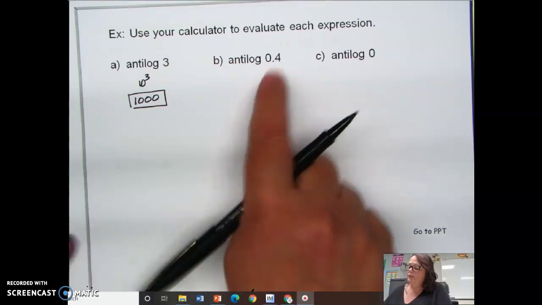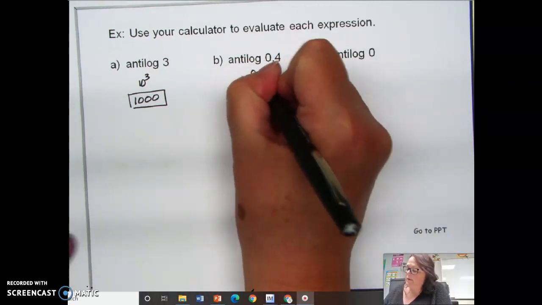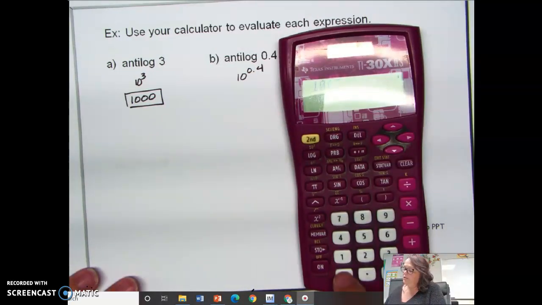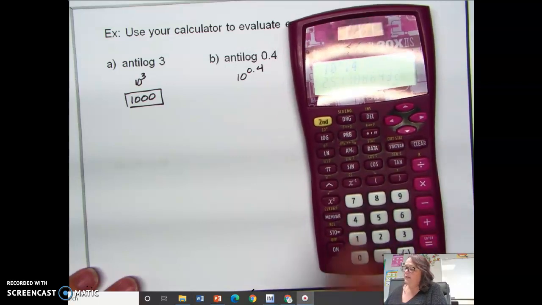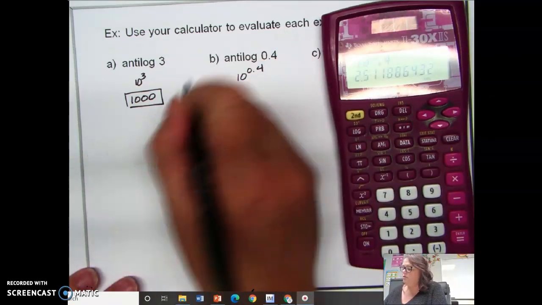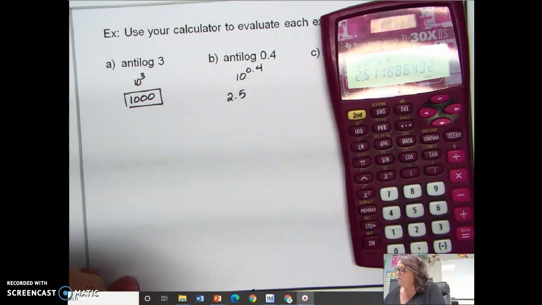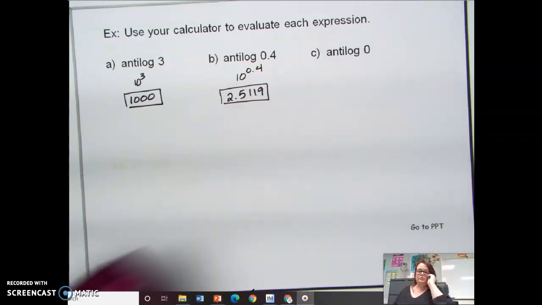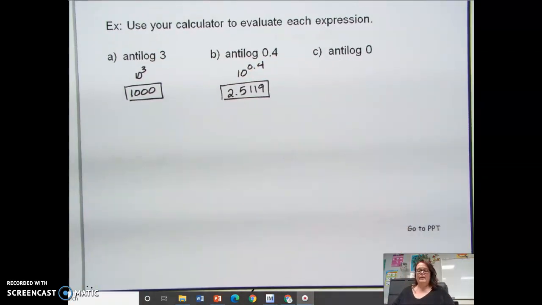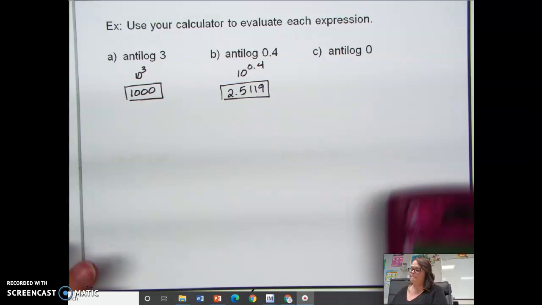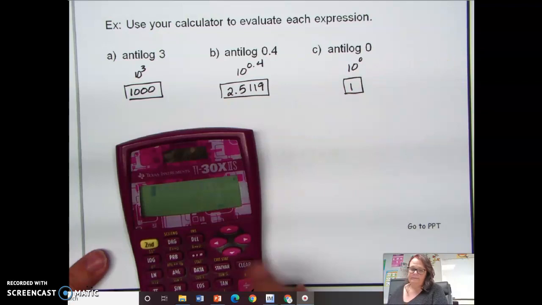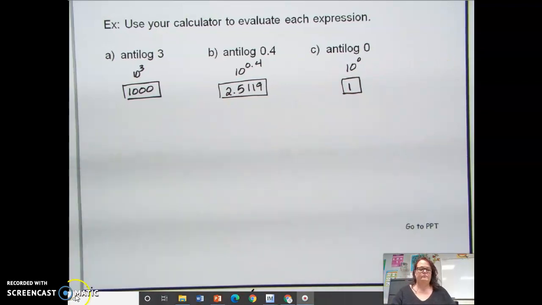If we take a look at this one, that's going to be 10 to the power of 0.4. Notice you could also just say 10 to the power of 0.4, and that would still be an antilog. So we get 2.5119. Usually the directions will tell you how far to round. Now take a moment and figure out what is the antilog of 0. If we take any number to the 0 power, we just get 1.